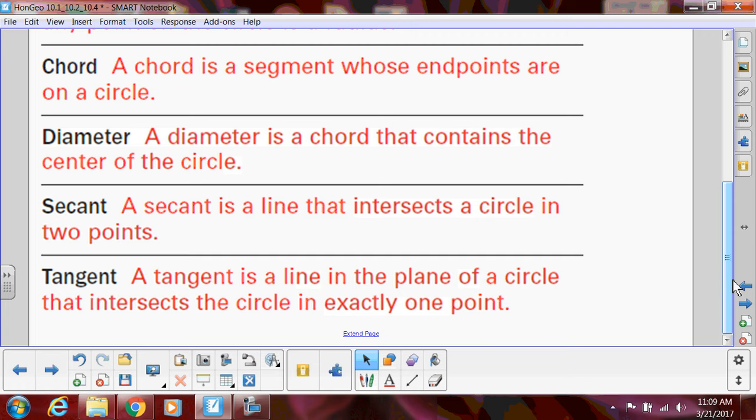Secant. A secant is a line that intersects a circle in 2 points. And a tangent is a line in the plane of a circle that intersects the circle in exactly 1 point. So let me show you all of these terms in a diagram.